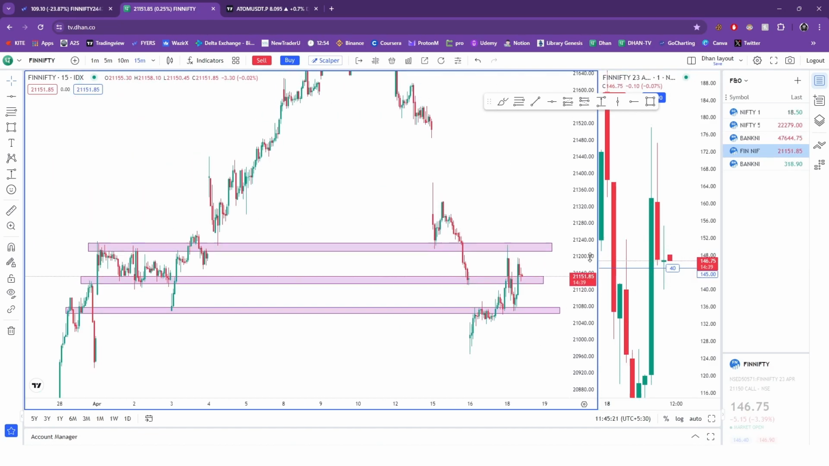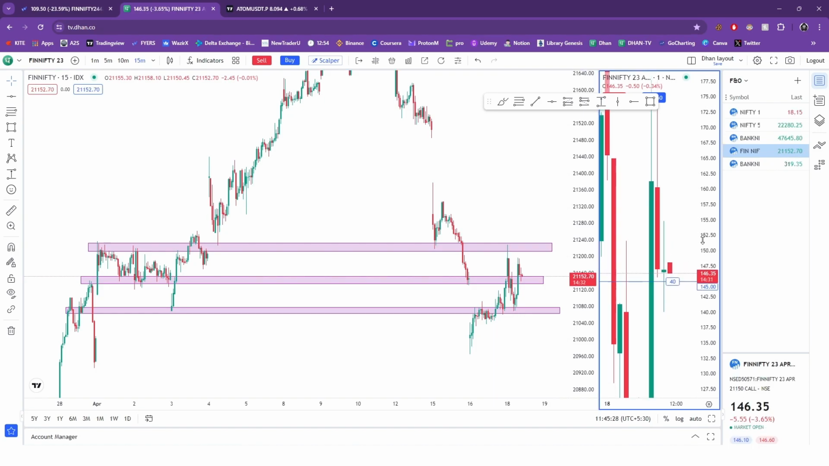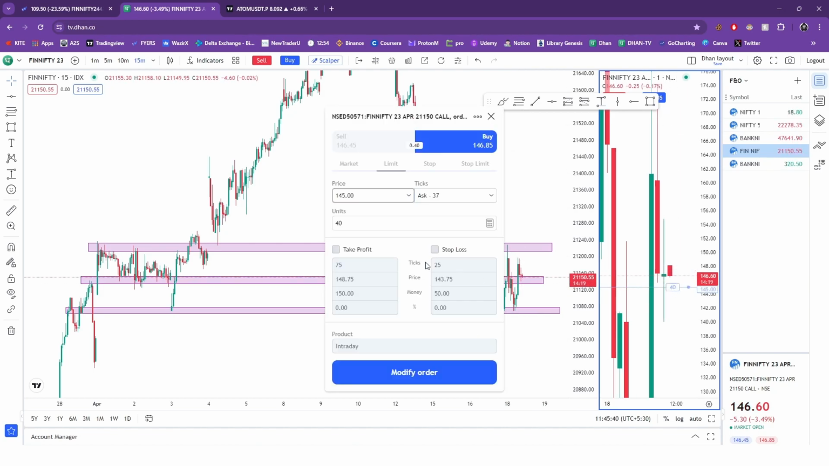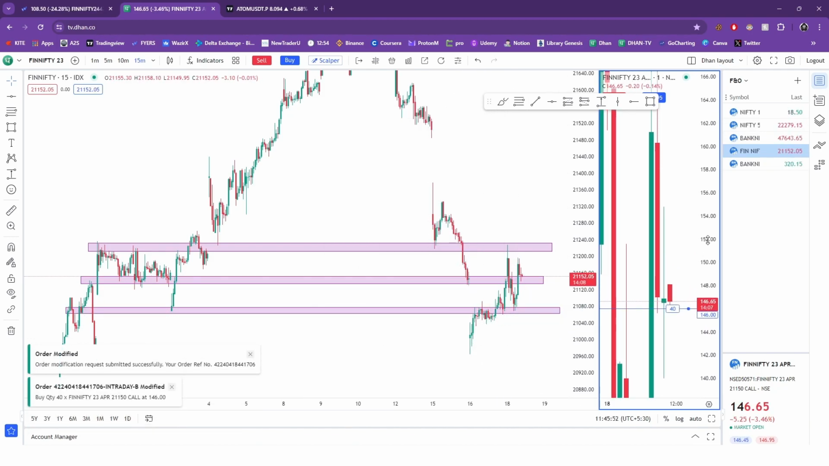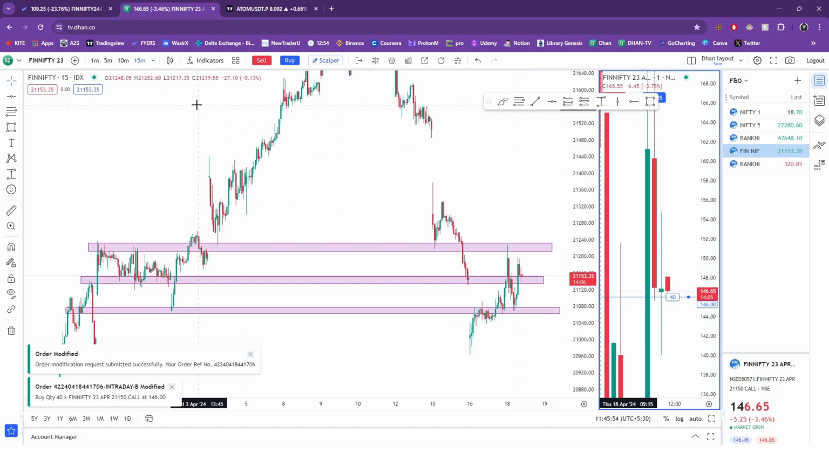As you can see, I already placed my order here at 145, but I don't think the market will reach that to fill my order. So I'm planning to place a bit above, like 146 would be fine. Okay, let's place it at 146. Let's see whether our order is filled or not.